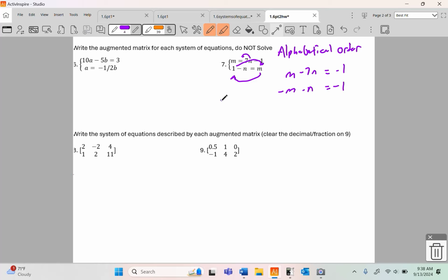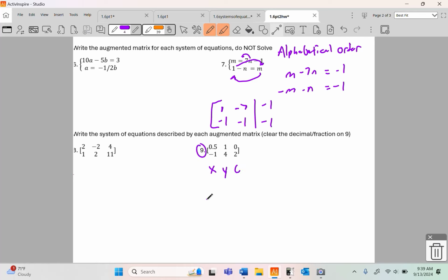Now I can write the augmented matrix. The augmented matrix is only the coefficients in front of the number. There's a 1 there, a negative 7. The bar means equality. Negative 1, negative 1, negative 1n, negative 1m. And there you go. All right, moving around. This is your x, your y, and your constant.